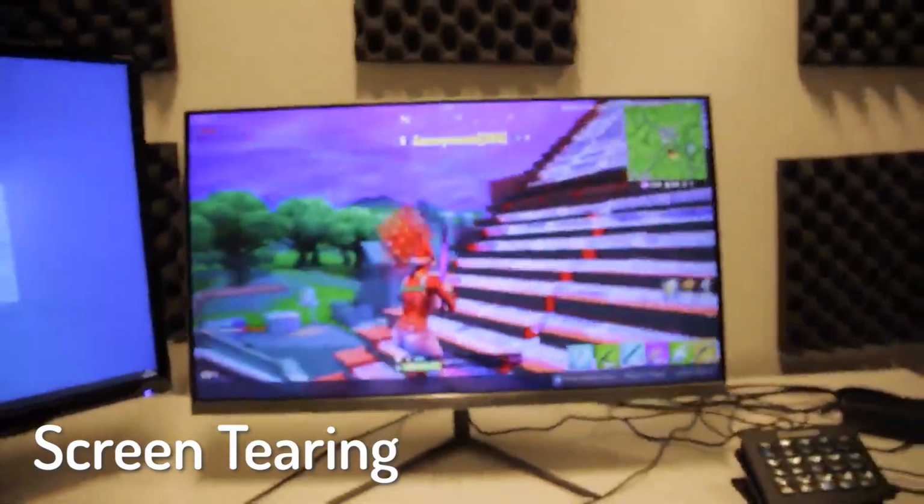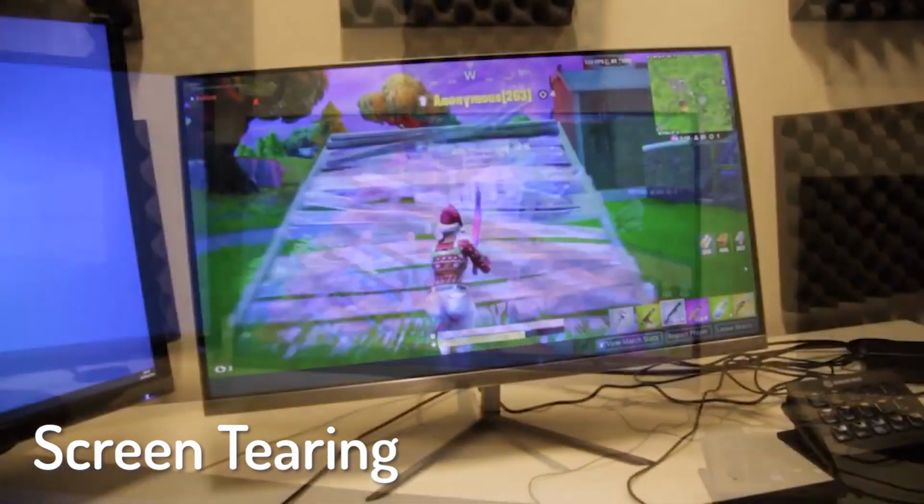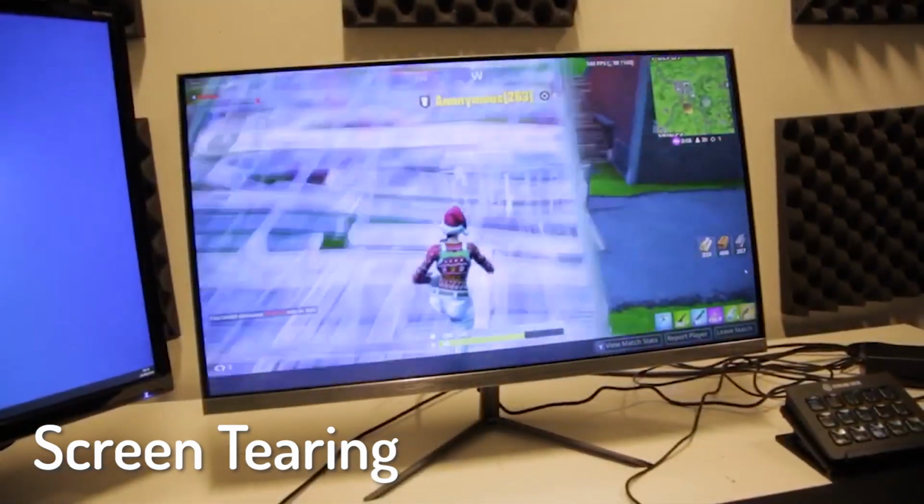So there are two types of built-in monitor hardware that are designed to combat this, and these are known as FreeSync and G-Sync. G-Sync is an NVIDIA technology, and basically they both do the same thing, but they both work with different hardware. And what it does is it will change the monitor's refresh rate based on the FPS that your game can achieve on your PC.